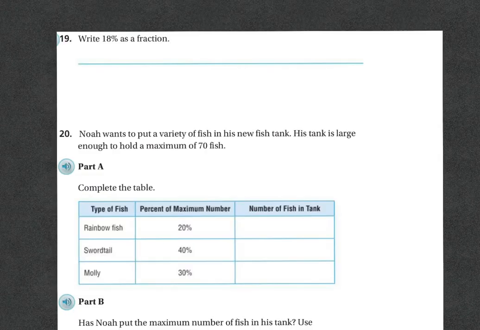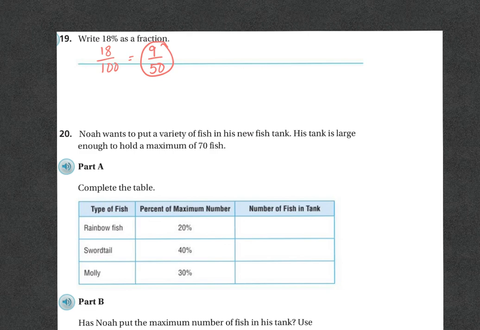Okay, so write 18% as a fraction. So remember, we're going to do 18 over 100. It can be reduced because 2 goes into 18 9 times, and 2 goes into 100 50 times. So 9 over 50 is going to be my fraction.